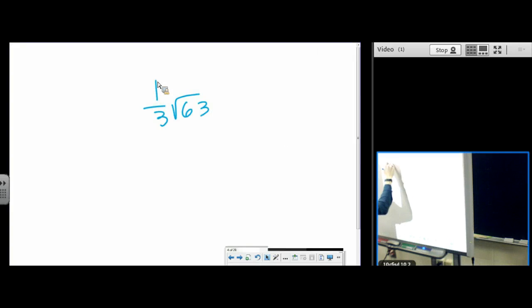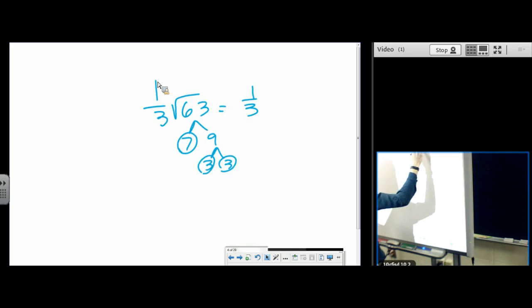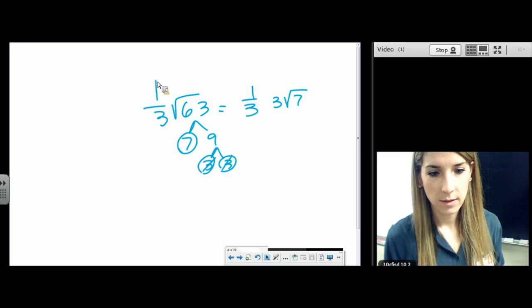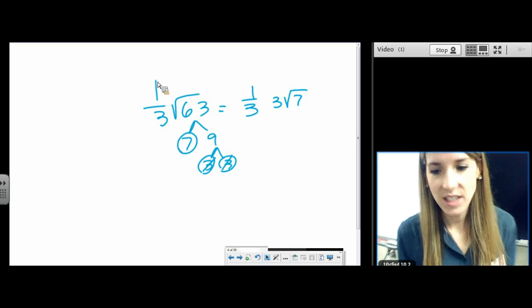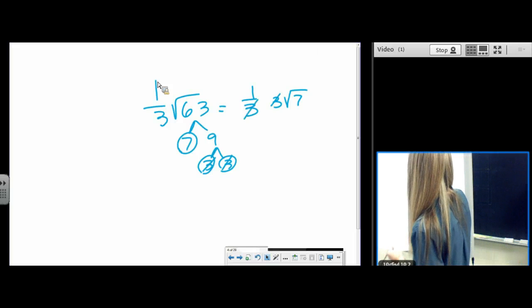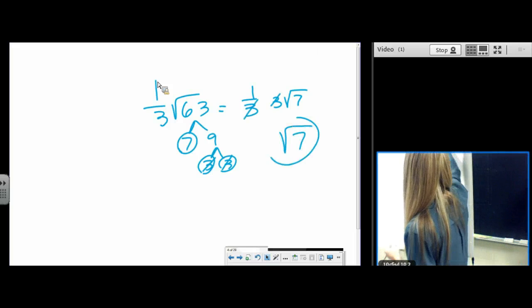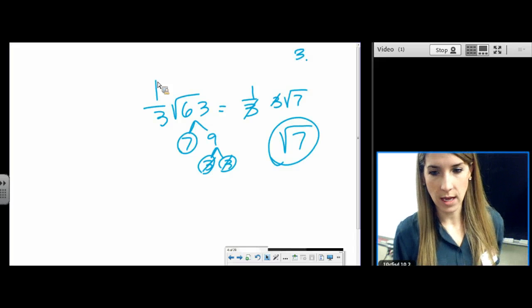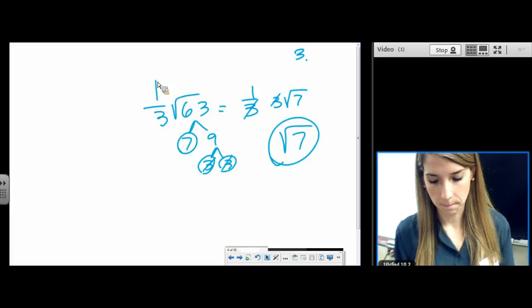So we're going to factor tree the 63. What'd you use? Maybe 7 and 9, prime, 3 and 3. Okay, so this is equal to 1/3 times 3 root 7. The 3 escapes and the 7 is stuck. What's 1/3 times 3? They cancel. It's just 1. So the answer to number 3 is square root 7. The 1/3 and the 3 cancel. 1/3 times 3 is 1.